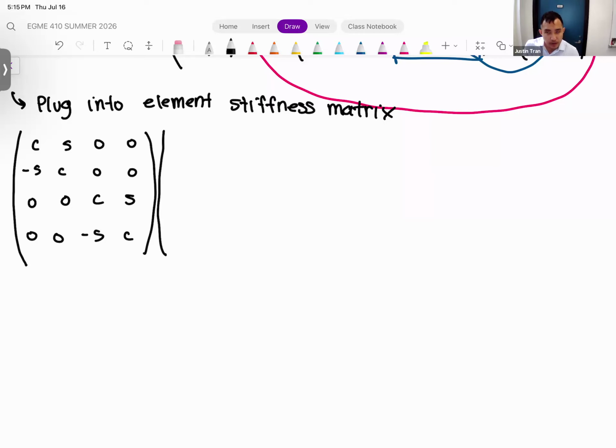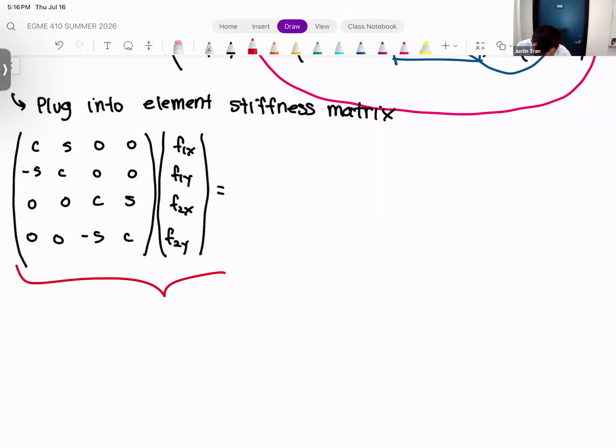All that is multiplied by a vector of the forces in the stationary coordinates. So F1x, F1y, F2x, F2y. Right, so this combination together used to be F1x hat, F1y hat, F2x hat, F2y hat. Okay, so all we did was plug in for that.